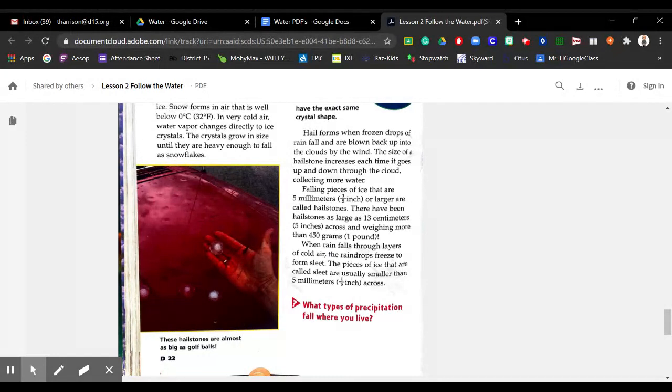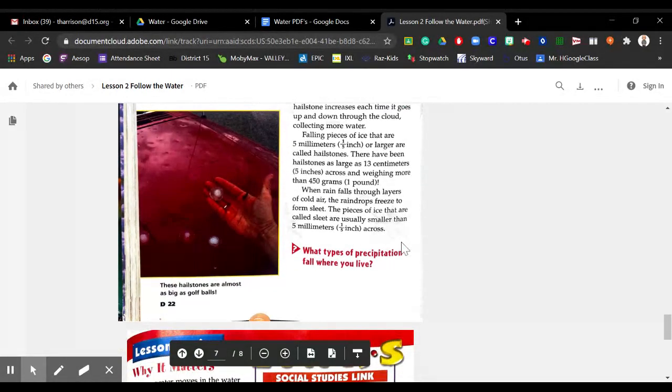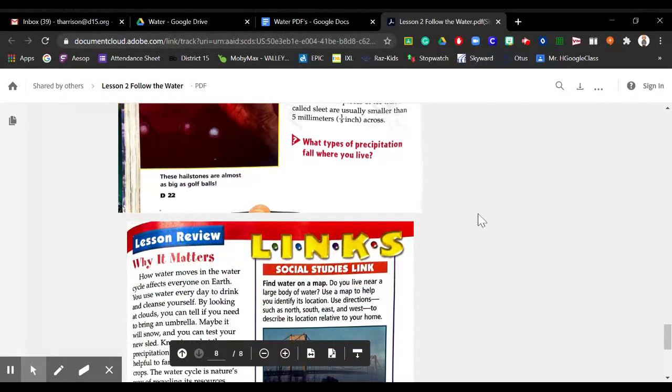When rain falls through layers of cold air, the raindrops freeze to form sleet. The pieces of ice that are called sleet are usually smaller than 5 millimeters, 1/5 of an inch across. It's a big hailstone right there.